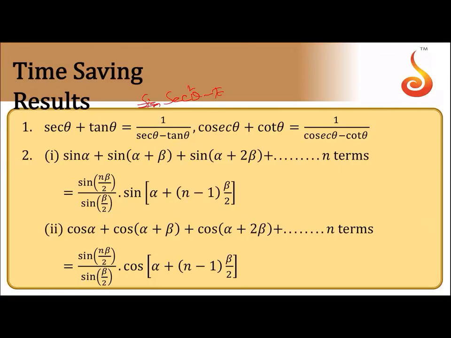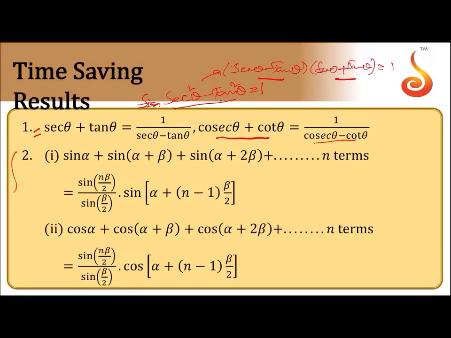Secant square theta minus tan square theta is equal to 1. When you factorize this, you can rewrite it as (secant theta minus tan theta) into (secant theta plus tan theta), which is equal to 1. So one is the reciprocal of the other, and it can be written in this fashion. In the same way, we can also get cosecant theta plus cot theta as the reciprocal of cosecant theta minus cot theta.